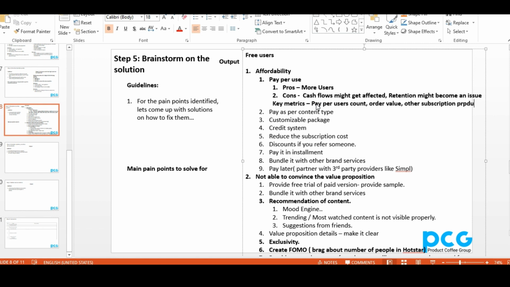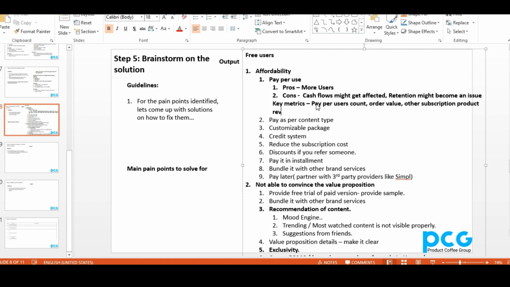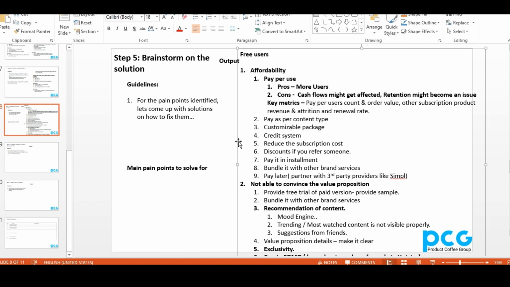So these are the key metrics we should track: pay per use count, order value, other subscription product revenue and attrition, and then renewal rates. Also new subscriptions, the ones that will come into this feature, the count and the order value. I think we have covered everything. Broadly, these are the metrics.